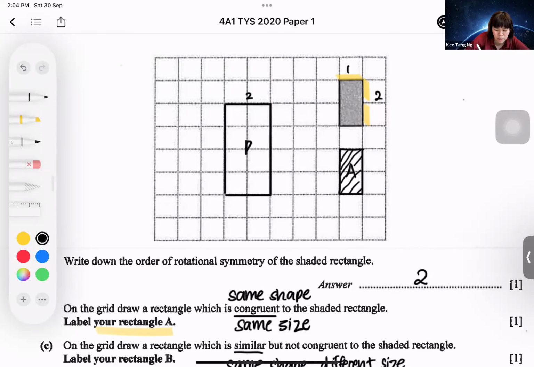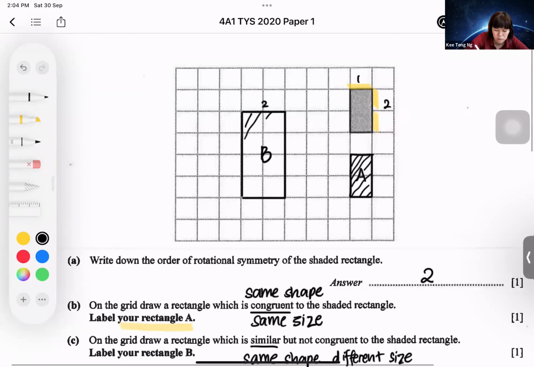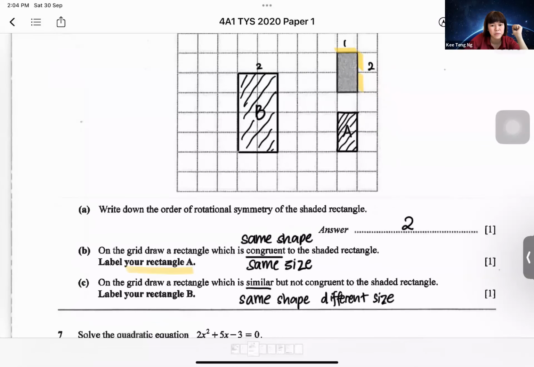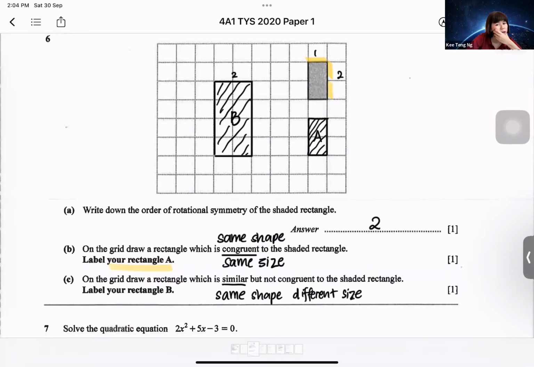This one will be rectangle B. They say label it rectangle B, so label it rectangle B. In case the examiner or your pencil is too light, you may not be able to see the line, so if you want, you can do your shading. Similar means the same shape but a different size. A different size can also be smaller. If I want half, it also can. But make sure all the measurements you multiply by the scale factor proportionately.